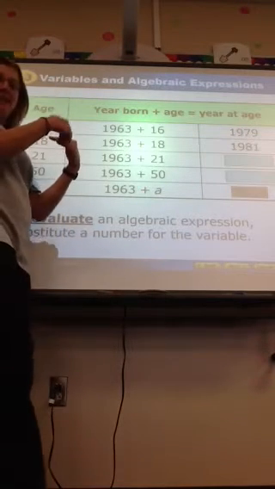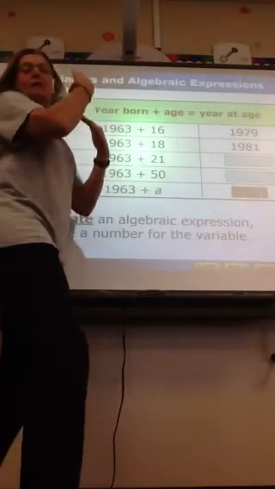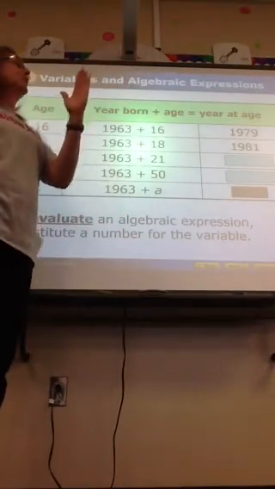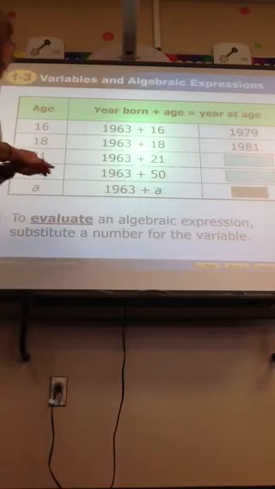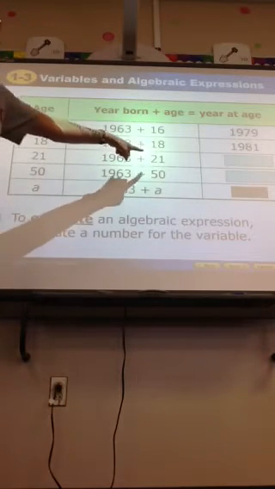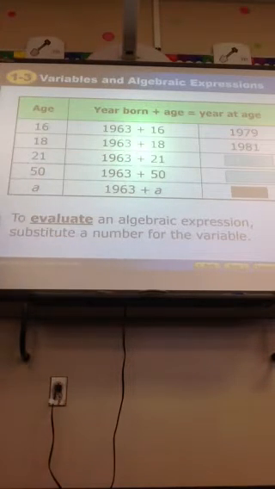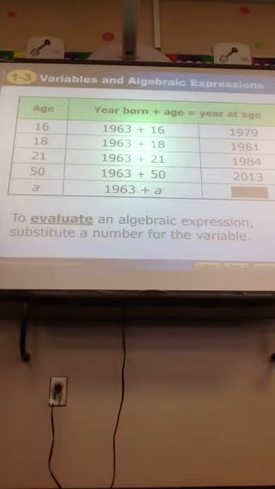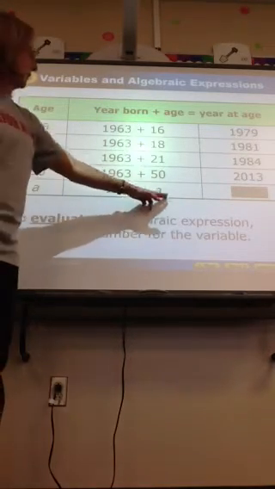Now, I turned 18 in October of that year, so after the new year, that's 1982. So the year 1981-82 is the year I graduated. Then the year that I turned 21 was 1984. The year I turned 50 was this year, 2013, just yesterday. I turned 50. And so then there is our algebraic expression.